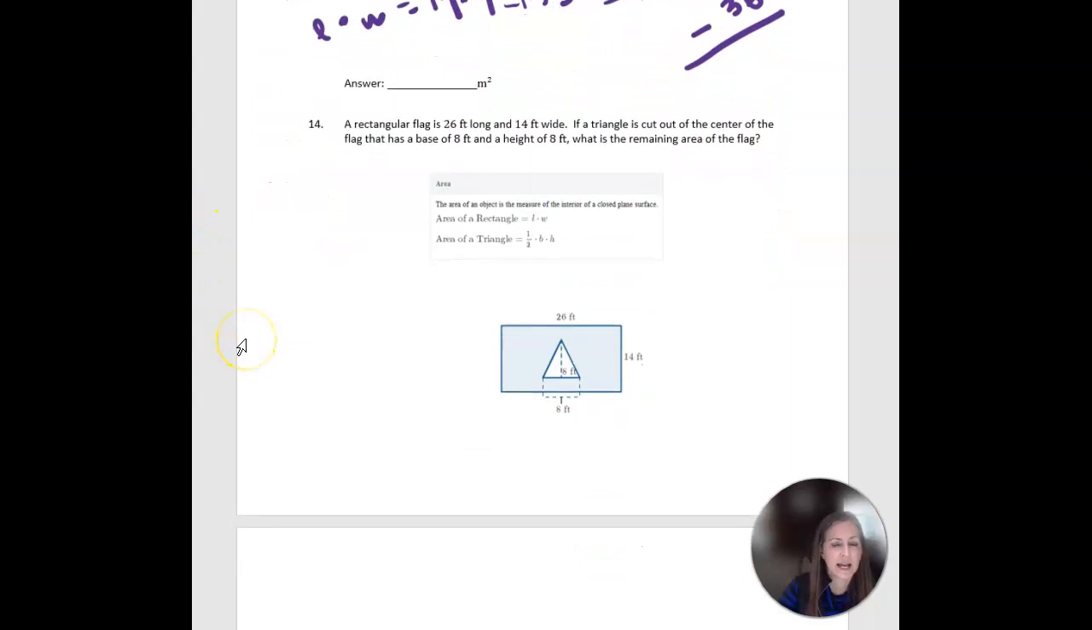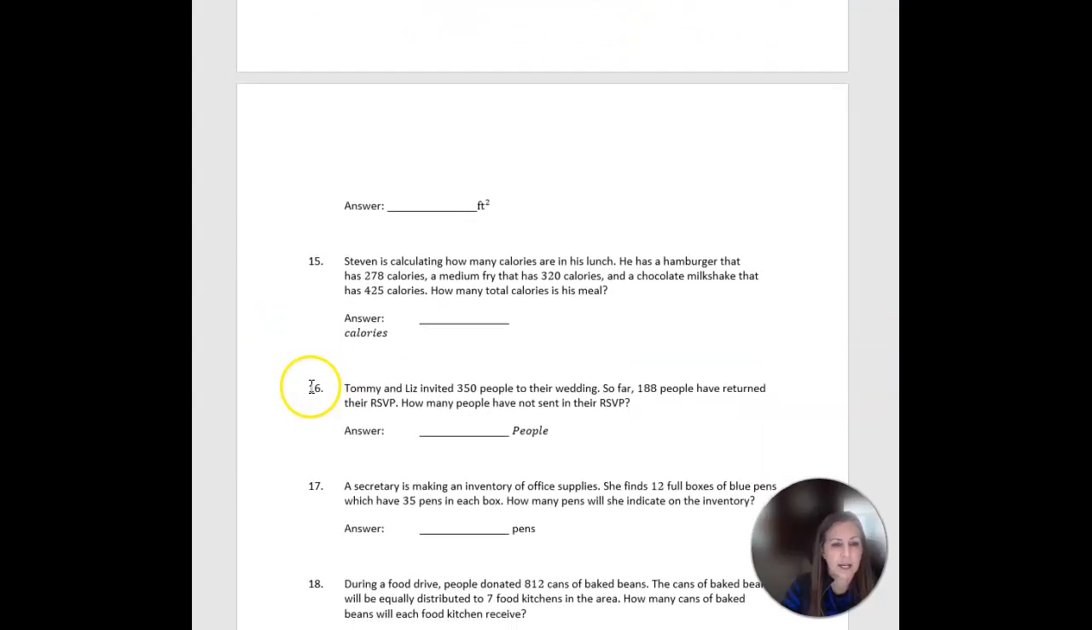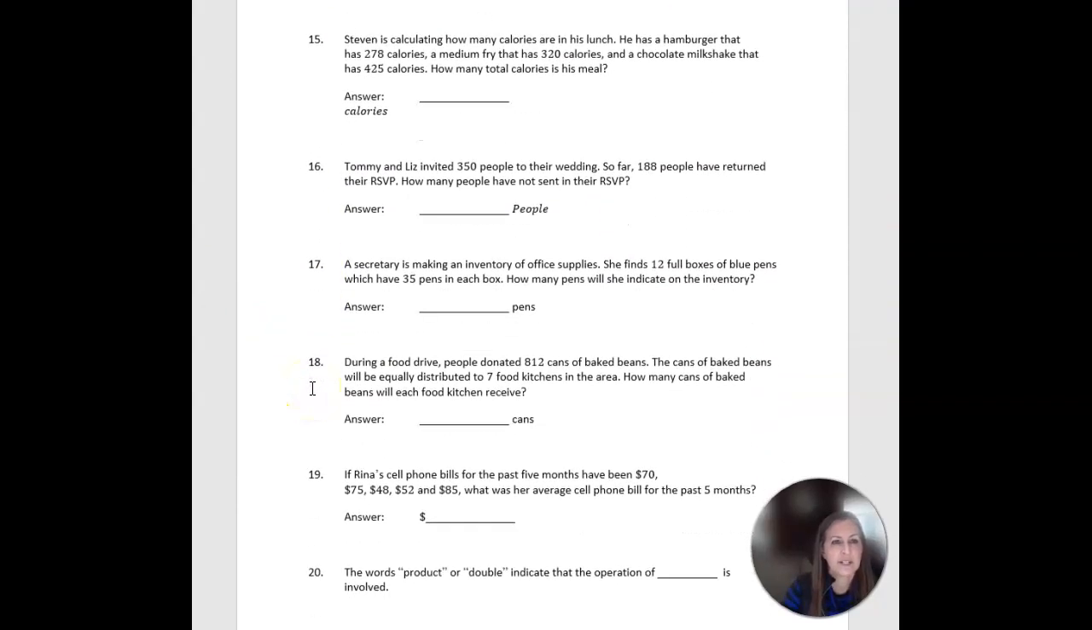Let me say this. I have adjusted this assignment, and I got rid of this particular problem in Hawks, so I'm not going to go over 14. Let's look at 15. Stephen is calculating how many calories are in his lunch. He has a hamburger that has 278, a medium fry that has 320, and a chocolate shake that has 425. How many total calories? All I'm going to say is when you hear the word total, typically you're just going to add those up.